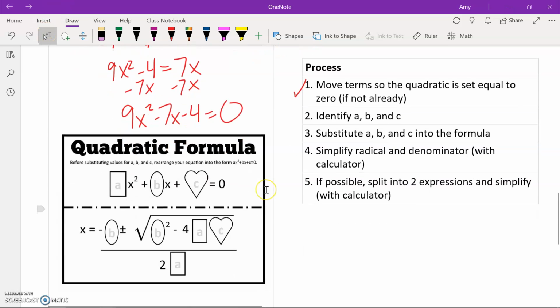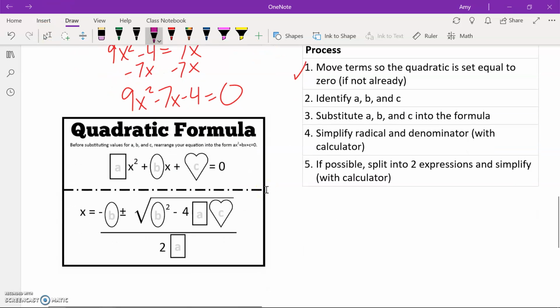Next, we are going to identify A, B, and C. A is 9, B is -7, and C is -4. And we are going to substitute A, B, and C into our formula. You notice that I'm going to keep the signs here. So I have minus -7, another -7, A is 9, and B is -7, C is -4, and A is 9 again. So you notice that every time I'm keeping the signs with it.